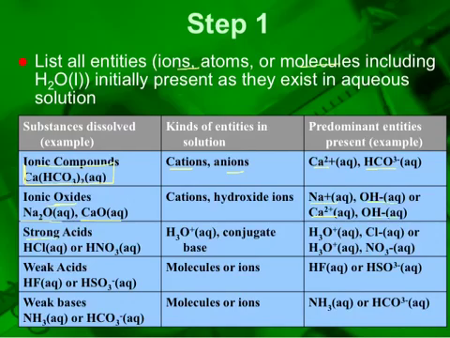Next, any strong acids that are present will ionize into hydronium and their conjugate base, and weak acids will remain as a molecule, so something such as hydrogen fluoride will stay as hydrogen fluoride. Similarly, weak bases such as ammonia or hydrogen carbonate will remain as a molecule of ammonia or hydrogen carbonate.